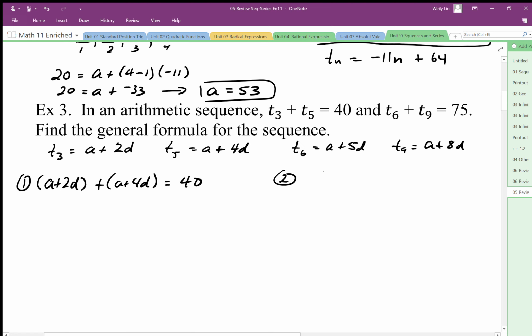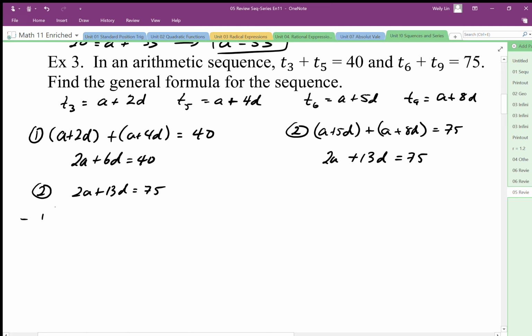I have two variables, two equations. I can solve this system of equations. Simplifying my system, equation 1 is 2A plus 6d equals 40. Equation 2 is 2A plus 13d equals 75. I can get rid of the A's. So equation 2 minus equation 1, I end up with 7d equals 35.